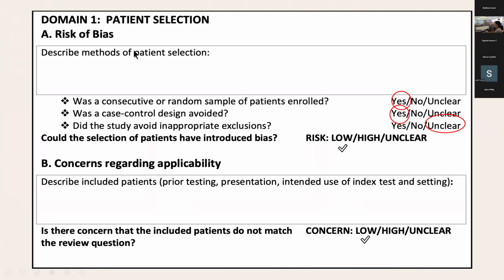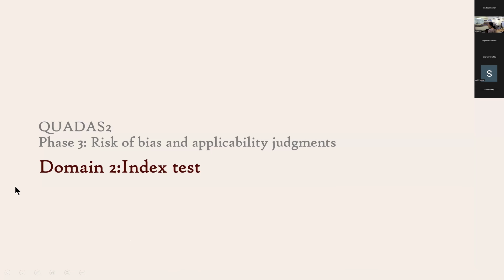So in the domain patient selection, could the selection have introduced bias? I gave it low. Is there concern that the included patients do not match the review question? That was no. So the next one is your index test.